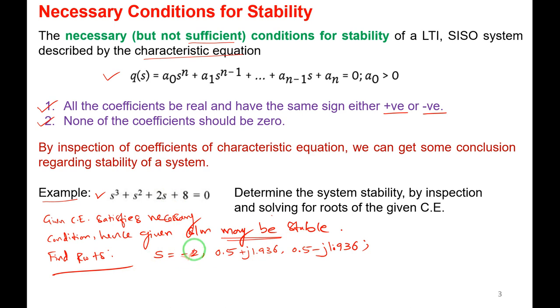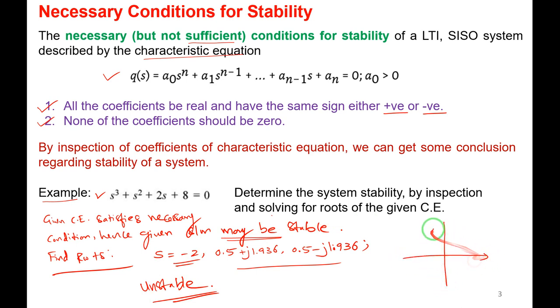You can observe here that one of the roots, minus 2, is located in the left half of the s plane. Observe these two roots, 0.5 plus or minus j. Since these two roots are located in the right half of the s plane, the given system is unstable. Now I will say very clearly, I don't have any dilemma. Clearly, I will tell that the given system is unstable.